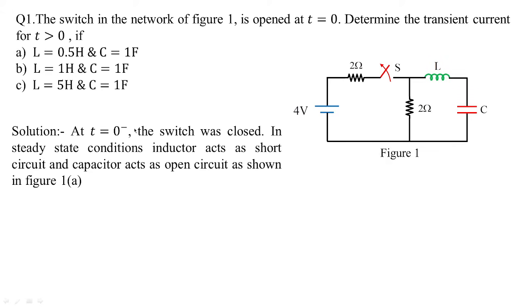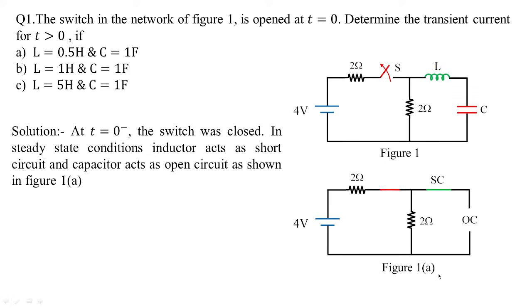At t equal to 0 minus means what? The switch is closed, and when the switch is closed and the circuit is run under 4 volts of supply for long duration of time, then inductor in steady state will act as short circuit and capacitor will act as open circuit. This we can see from figure 1a. So 4 volts is supplying inductor and capacitor, and the behavior of the inductor for steady state condition will be short circuit and capacitor will be open circuit. So this is what we have gained from the given data.